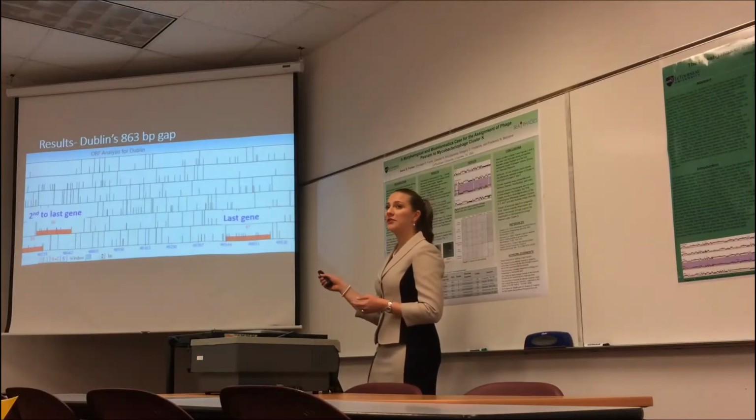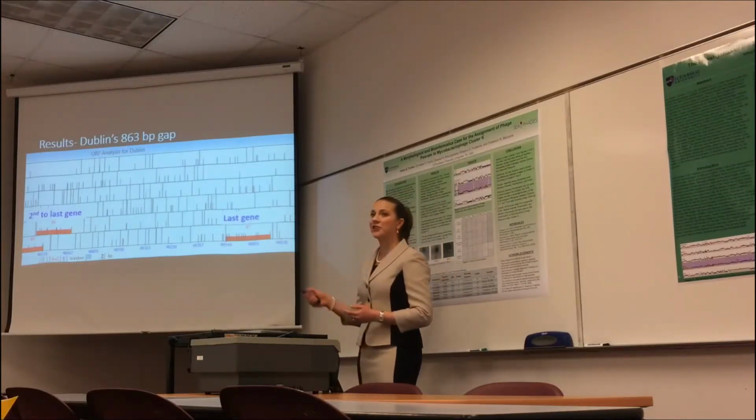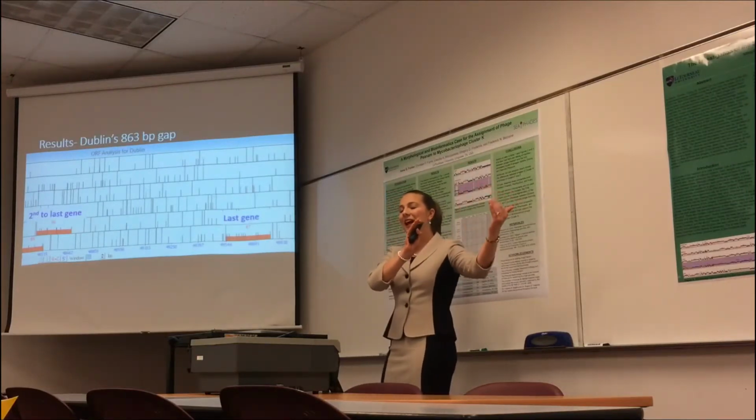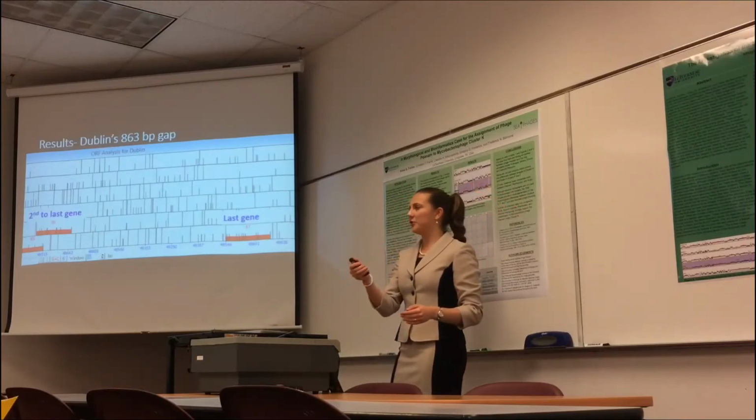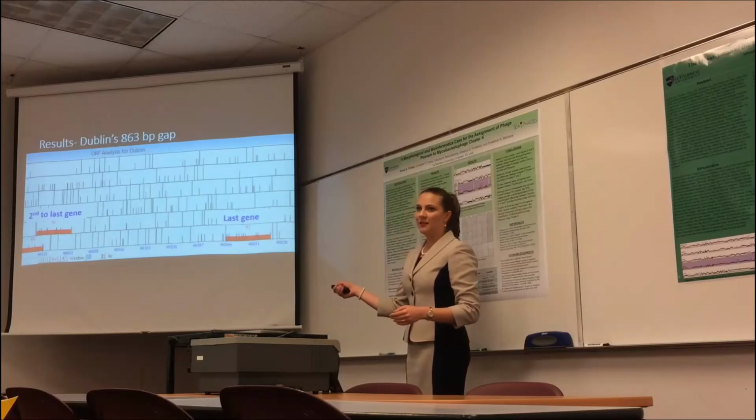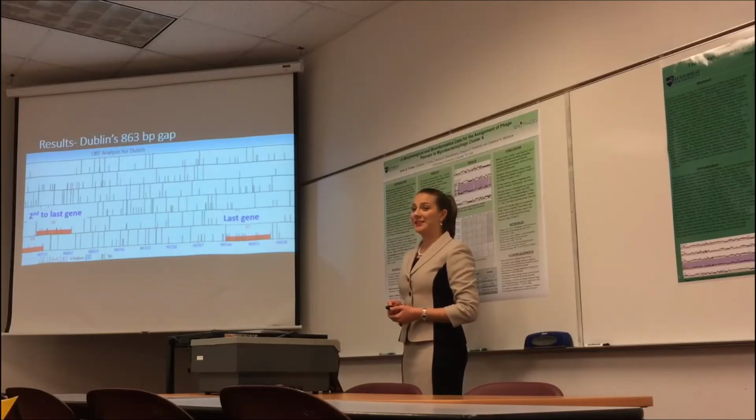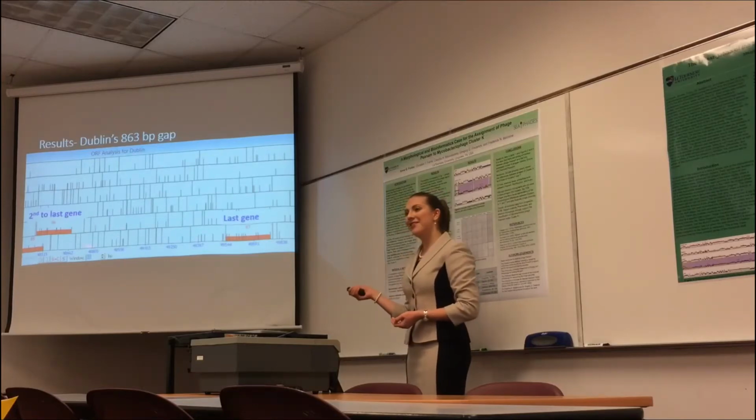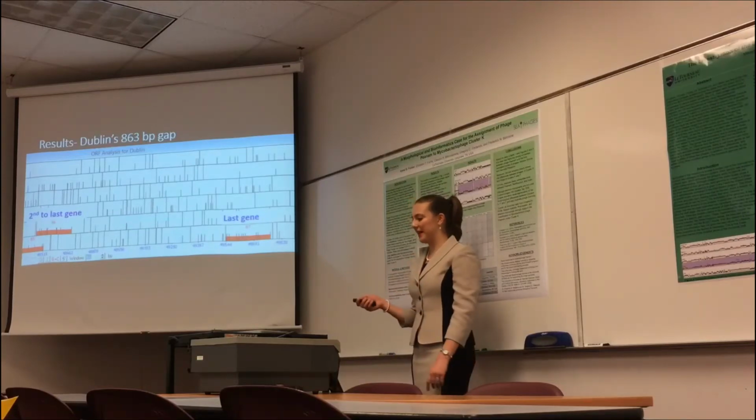This picture shows the extreme right-hand side of phage Dublin with its second to last and final genes, with no auto-annotated genes called in between. Ladies and gentlemen, this is an 863 base pair gap, and according to the guiding principles, this should not occur. Our research was centered around figuring out how and why this happened.